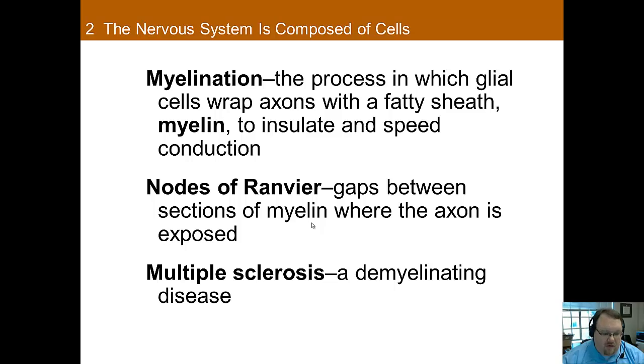And in multiple sclerosis, you may have heard of this disease. This is a demyelinating disease. So what happens is that myelin that you have starts dying off. You start losing it. So the connections in your brain become much slower. And that really plays havoc throughout the whole nervous system.